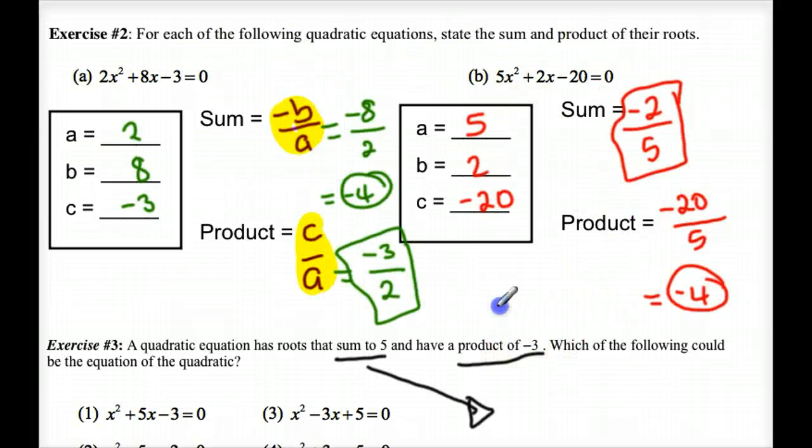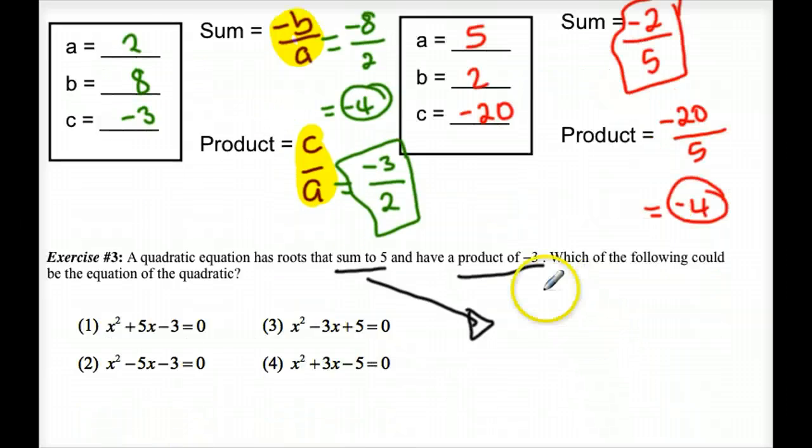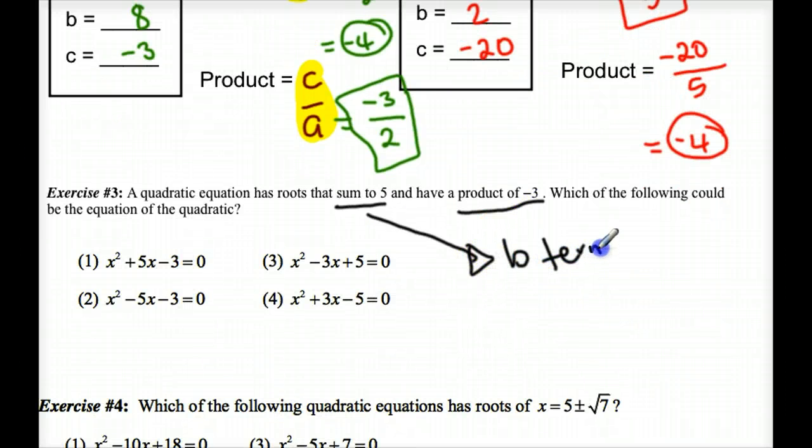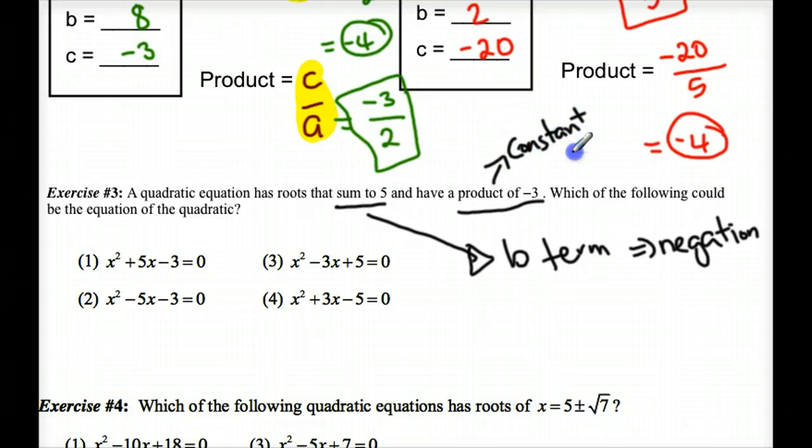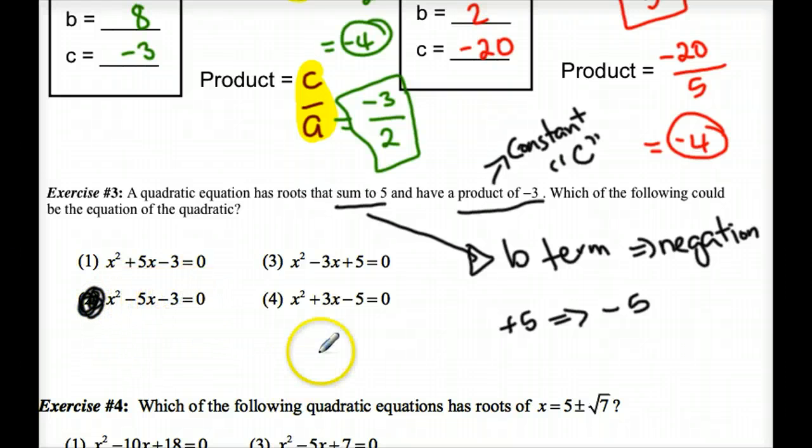So the sum represents your B term, and it has to be negated, meaning it has to be the opposite. So since it's a positive 5, you know your B term is going to have a negative 5. And then the product represents your constant term, or your C term. So you know it's going to be a minus 3 as a C term, and the B term here is a positive 5. I have to negate that to be a negative 5. So the quadratic equation would be choice 2. X squared minus 5x minus 3.